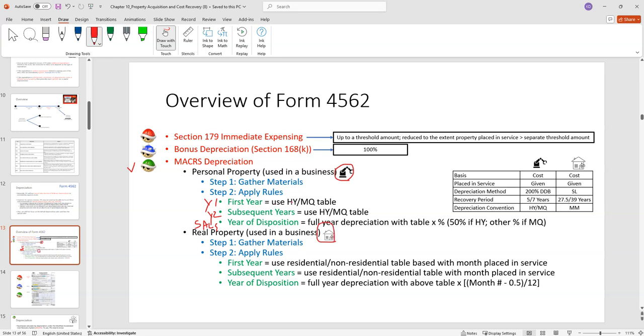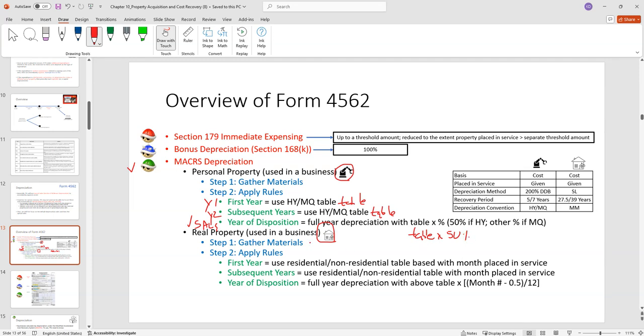The very simple setup is use the table for year one, right? The amount of the asset times the percentage from the table. Use the table for year two. Just move down, and then for year three, if we sold it, for example, before the end, so in the year of sale, it would just be use the table as a general rule times 50%, right?